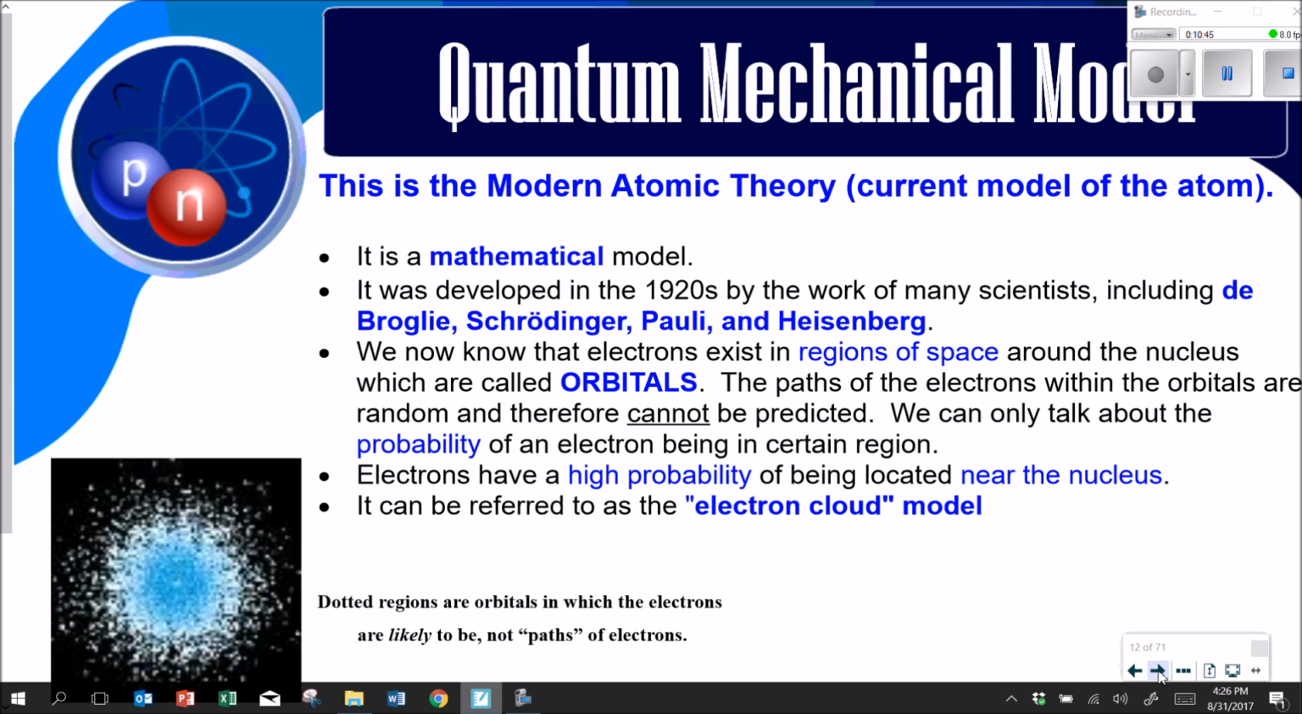The latest or modern atomic model is the quantum mechanical model. It is the mathematical model. It is the current model of the atom, and it was developed in the 1920s by the work of several scientists: de Broglie, Schrödinger, Pauli, and Heisenberg. We now know that electrons exist in regions of space instead of neat orbits around the nucleus, and these are called orbitals. Notice orbitals is not the same word as orbits.